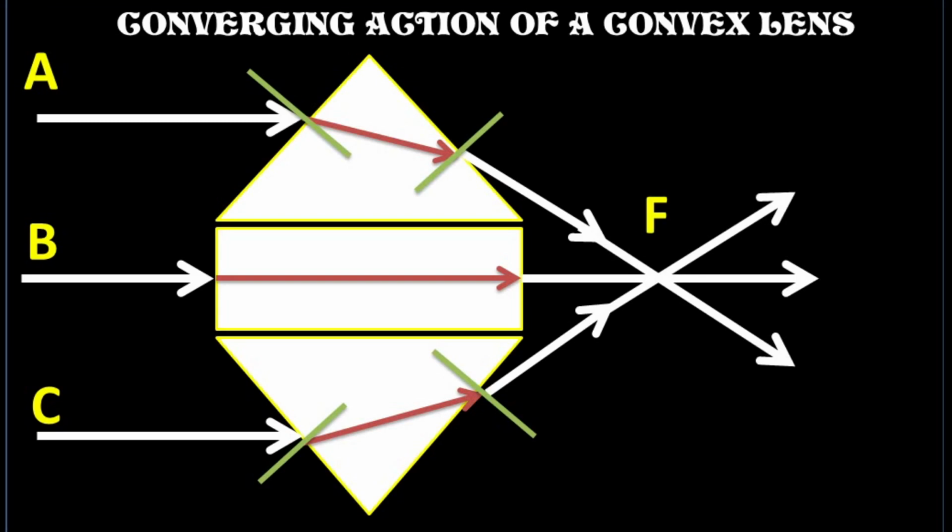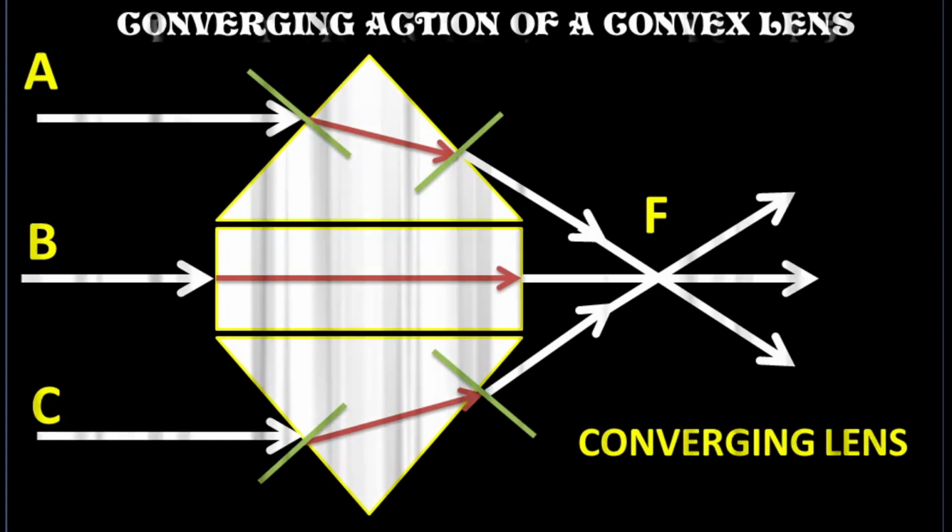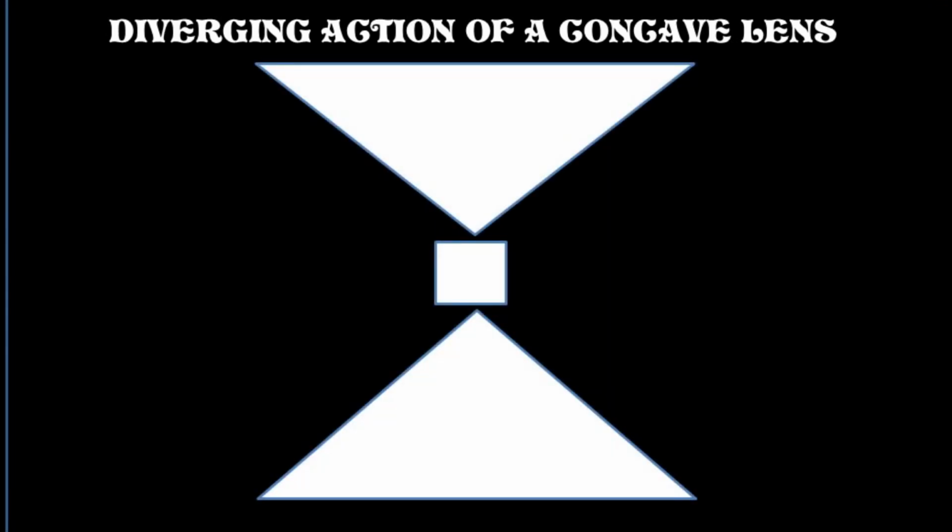So a convex lens is called as converging. Converging means coming together. All the rays come together and meet at a point F. So convex lens is called as converging lens. Now let us study the diverging action of a concave lens. Let us draw a concave lens as a set of prisms. Now let us consider three rays A, B and C.